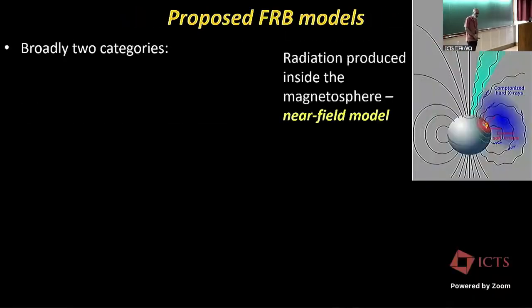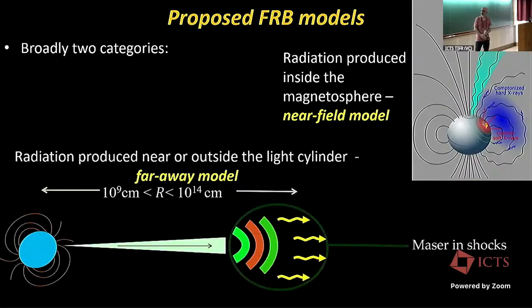Okay, so talking a little bit about the models themselves, there are broadly two categories of models. One is the magnetospheric type of models, where the emission is happening very close to the neutron star. This can be curvature radiation. It can be inverse Compton scattering of some tremors on the neutron star surface, forced reconnection, and so on. And the other category is far-away models. By far away, we typically mean emission outside the light cylinder.